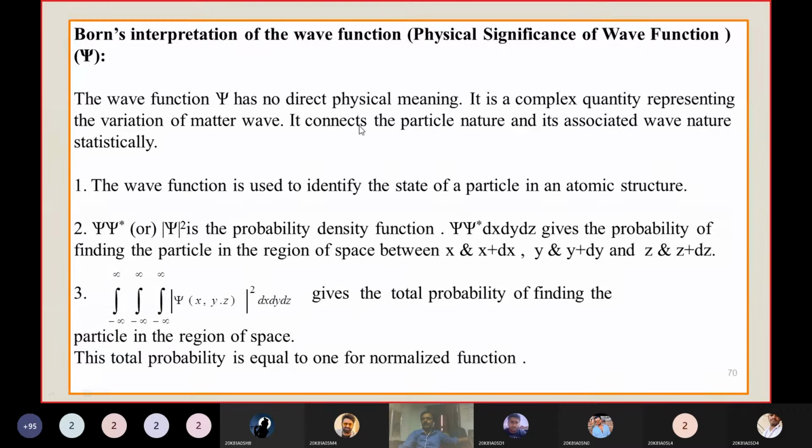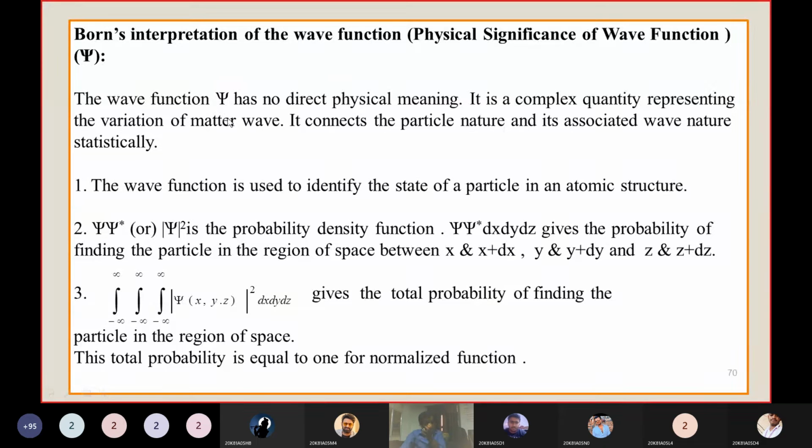So that means if a wave is there, for explaining the wave, some function is required. For explaining the wave position or momentum or anything, one wave function is required. So Born interpreted that wave function, which is psi. For explaining the motion or position or phase, we require one wave function.